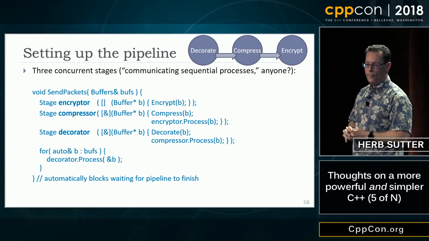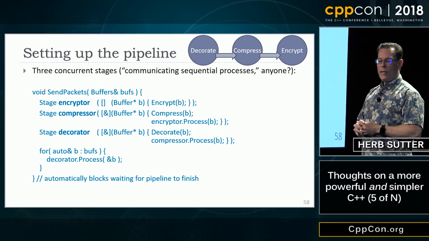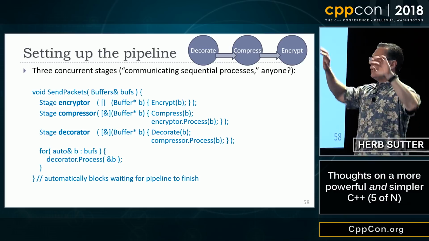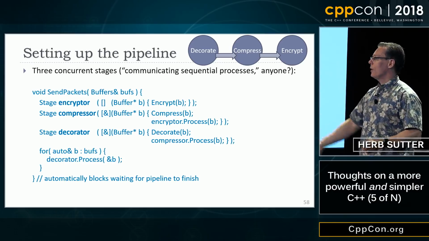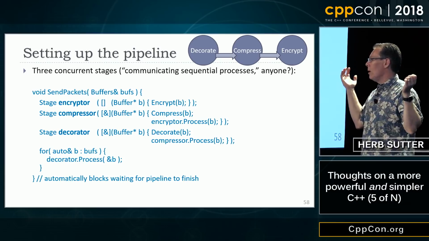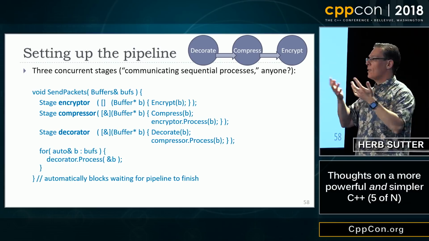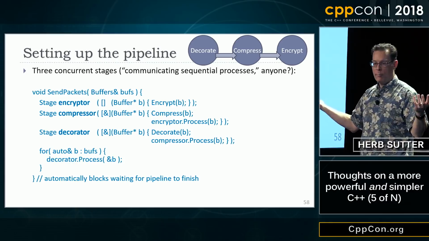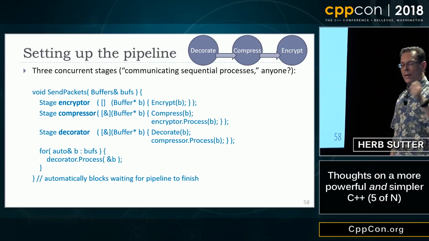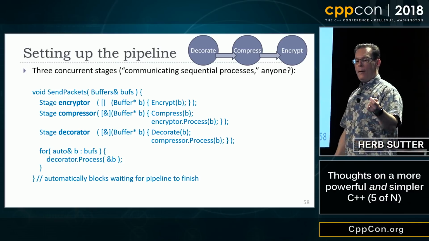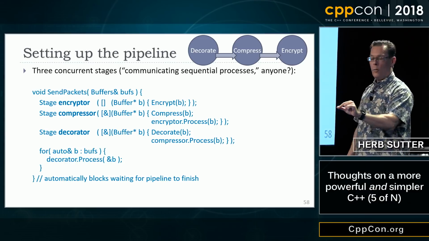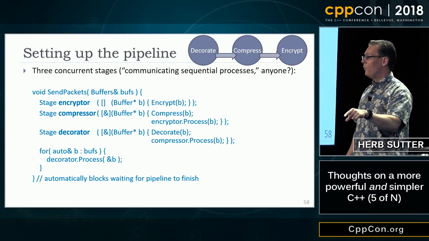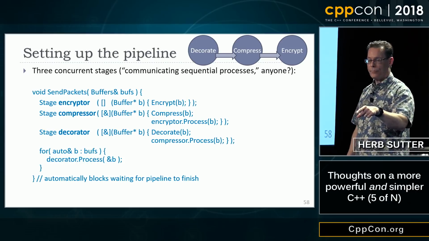It's very clean. I create a stage named encryptor, and I give it a process function which simply says, for any buffer you're given, just encrypt it. That's it. I'm done. Pretty much no boilerplate there. That's pretty much the exact statement of what the encryptor does. The compressor takes a buffer pointer, compresses it, and then sends it to the encryptor, which it captured by reference. And that's fine because these are nested lifetimes. There's no dangling possible here.